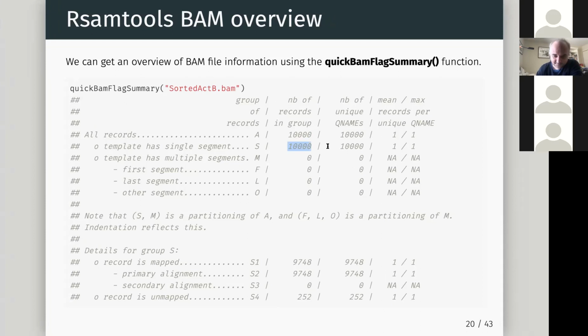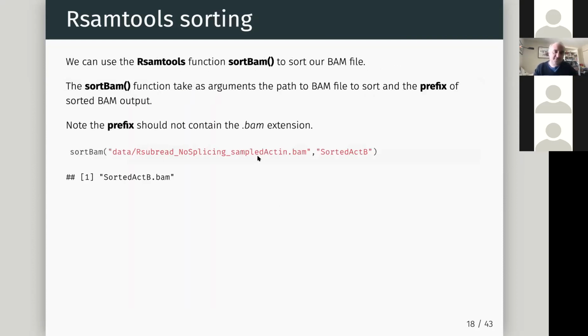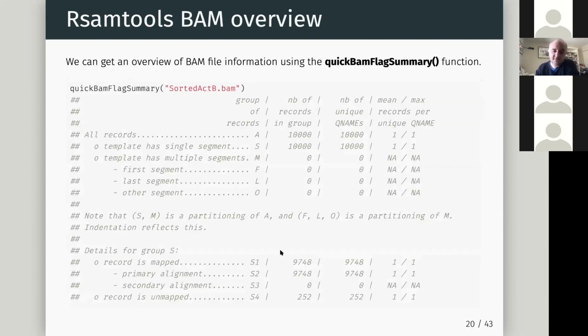Okay. And we can see here the original BAM file. We have 10,000 records, and obviously all the reads were mapped. But actually, of our data, only 97% mapped. And if we look at that, 252 reads just didn't map. So in our alignment, which we've just performed, of reads which we know mapped from ENCODE to that particular gene, we've got around 97%.